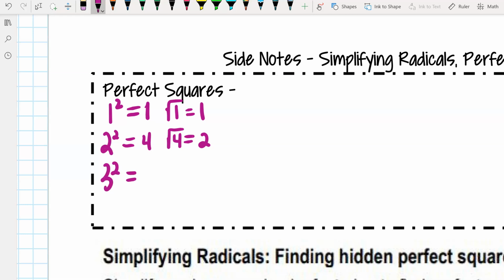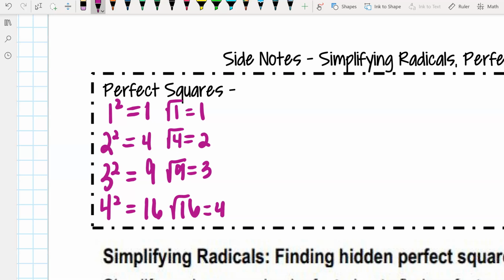Along the same lines, 3 squared would give you 9. So if I took the square root of 9, my square root would be 3. It just means that we can take the square root of that number and get a nice, pretty integer that we're looking at. So then, continuing this pattern, 4 squared equals 16. So if we take the square root of 16, we get 4. So if you notice, the number on the other side of the equal sign of the root also matches the base of the number that we originally squared. And that should match all the time.